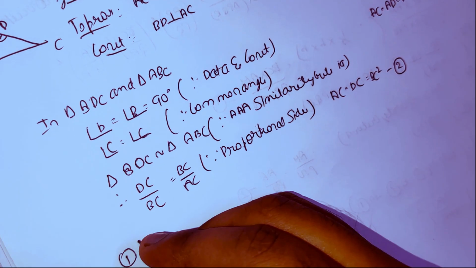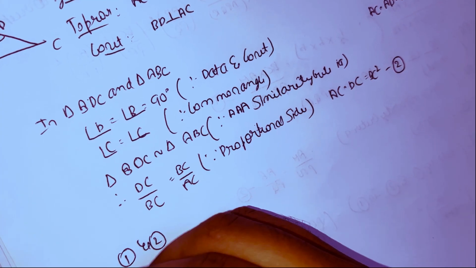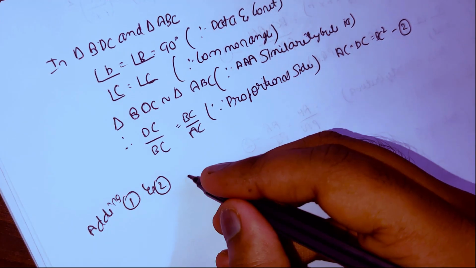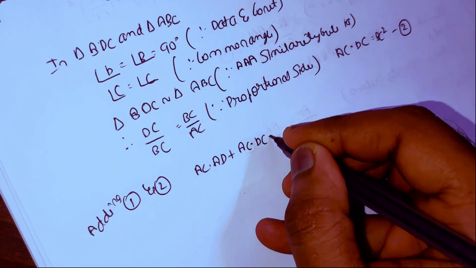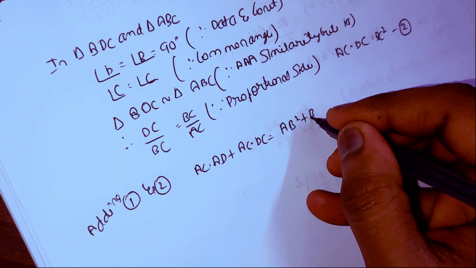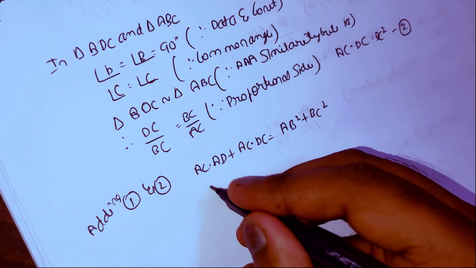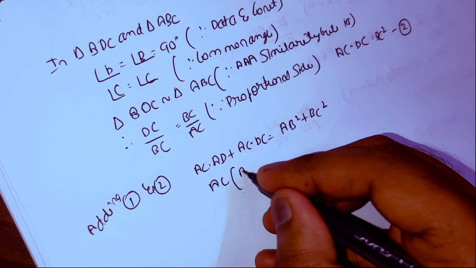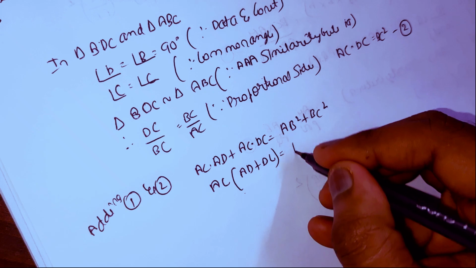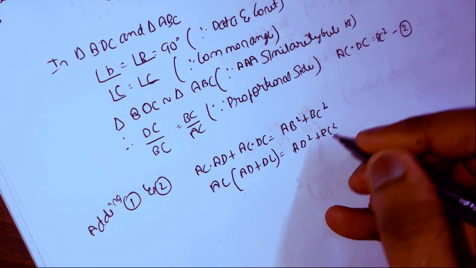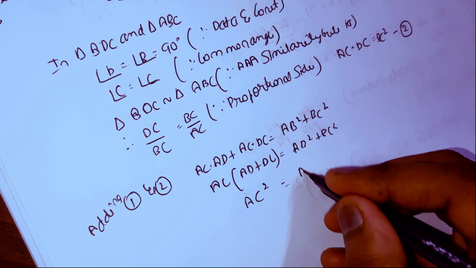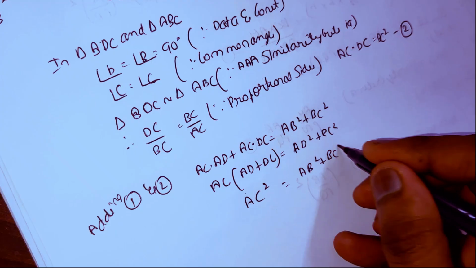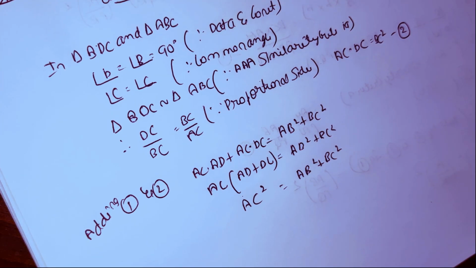Now we will add equation 1 and equation 2. By adding equation 1 and equation 2, we will get AC into AD plus AC into DC is equal to AB square plus BC square. We will take AC common. AC into AD plus DC is equal to AB square plus BC square. AD plus DC is nothing but AC. So AC square is equal to AB square plus BC square. This is the proof of Pythagoras theorem. Now we will move into the 43rd question.